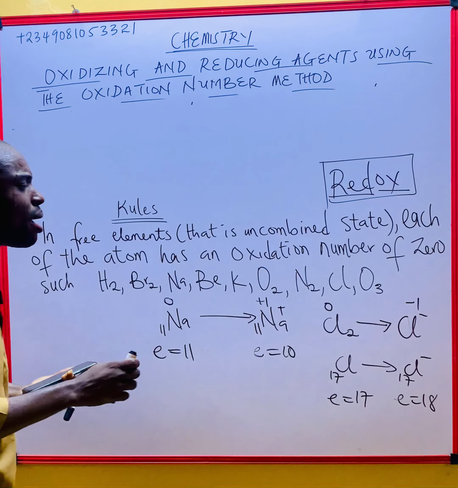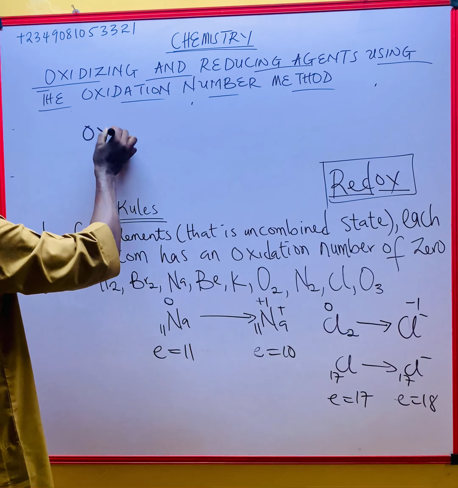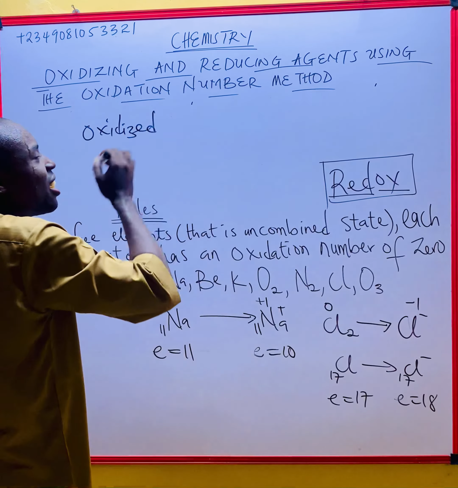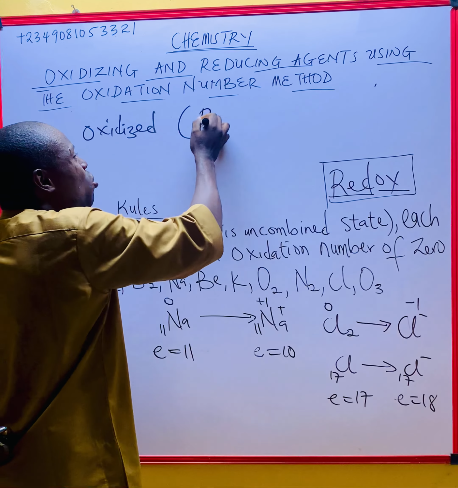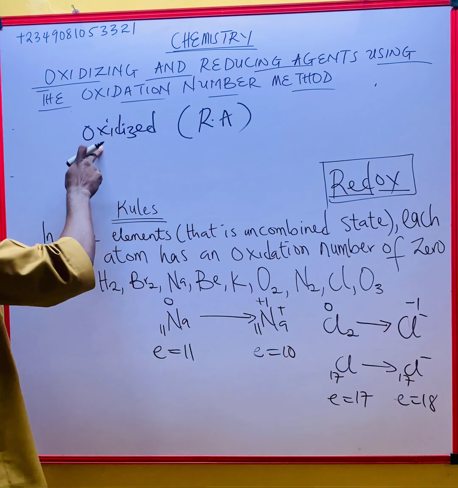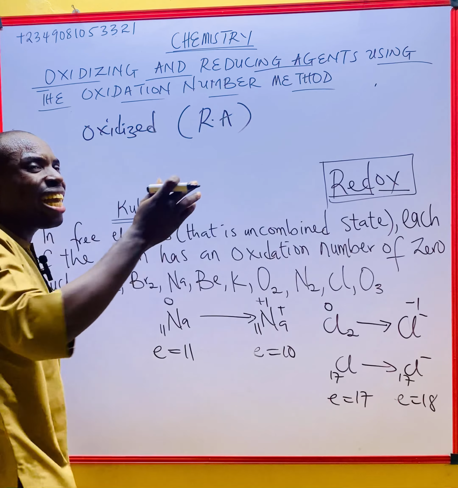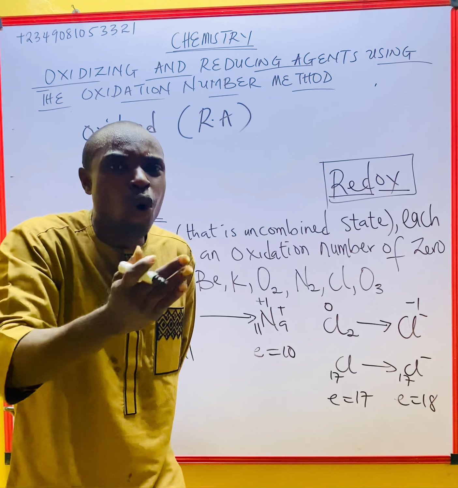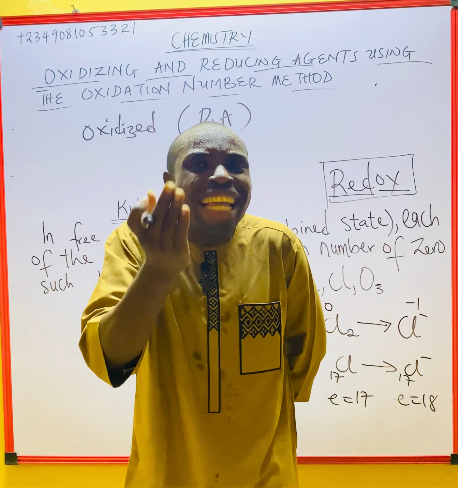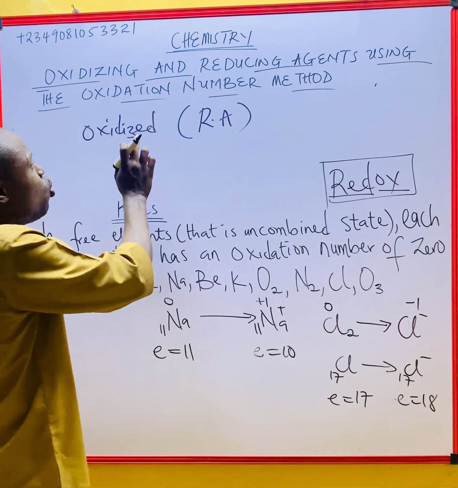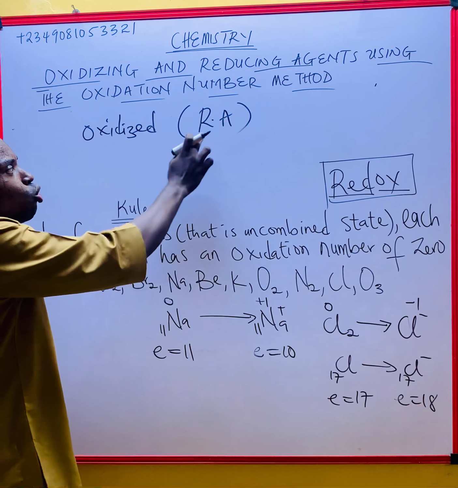Now we should also understand some basic things here. When a species is being oxidized, it is simply a reducing agent. Take note, when you oxidize, you are a reducing agent, because reducing agents are electron donors. They are substances that lose electrons. When they lose electrons, they become oxidized in the process. That is why when you are undergoing oxidation, you are a reducing agent.